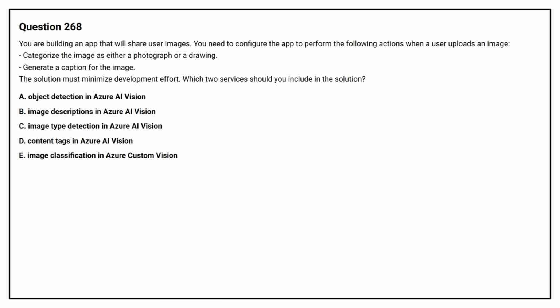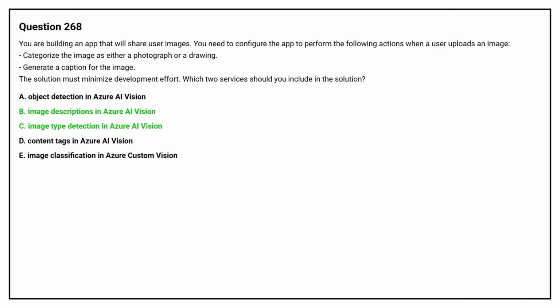Option A, object detection in Azure AI Vision. Option B, image descriptions in Azure AI Vision. Option C, image type detection in Azure AI Vision. Option D, content tags in Azure AI Vision. Option E, image classification in Azure Custom Vision.